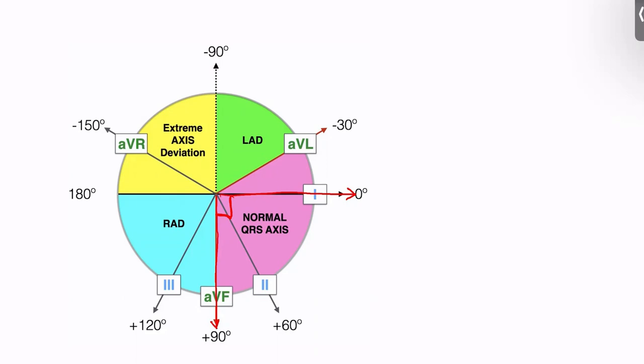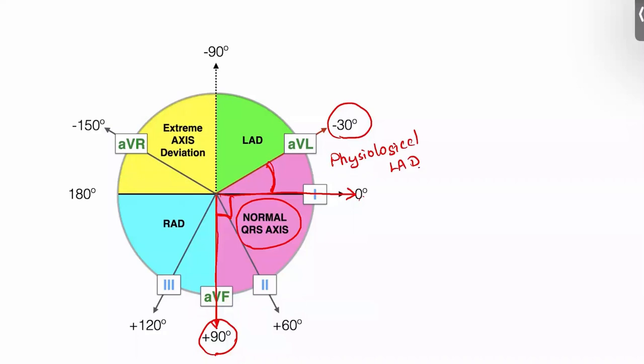Okay, normal axis ranges from -30 to +90, not between 0 and +90. Actually, 0 to -30 is a deviation from the normal axis, but we usually use it as a physiological one. We can call it normal. But if it is rotating here, it is left axis deviation. So the left axis is between -30 and -90 degrees.